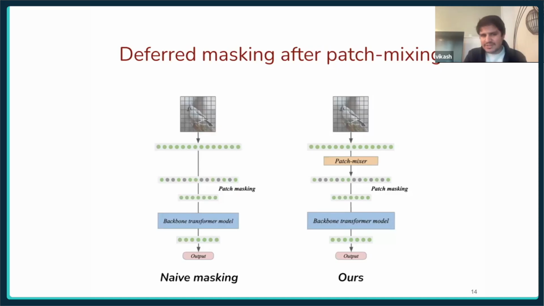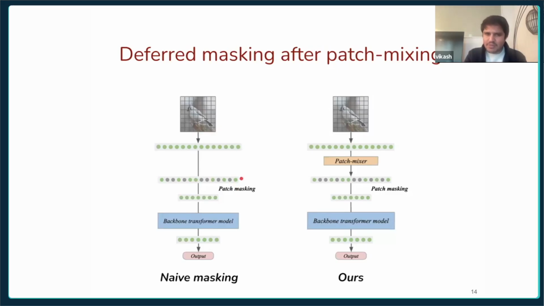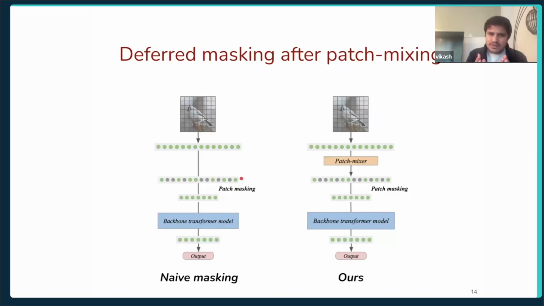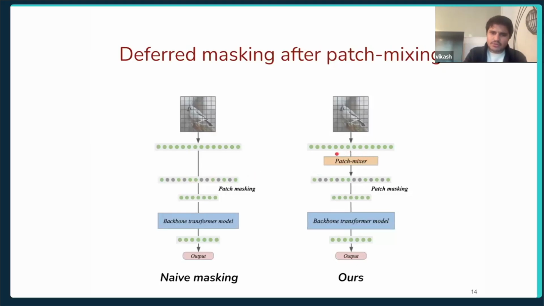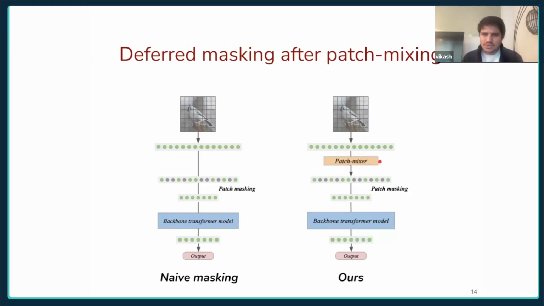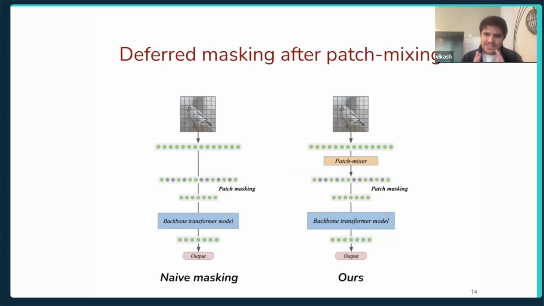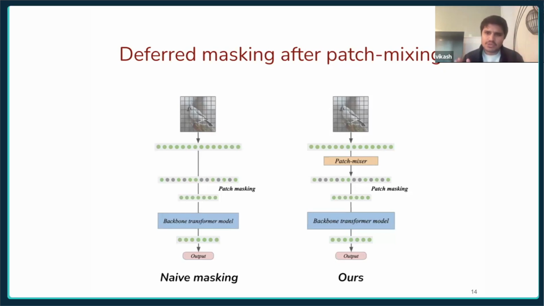But the trade-off, as you can see, is that whatever patches we drop, the semantic information of those patches from the image is completely unobserved by the transformer. The idea I was referring to earlier is that we need a module to be inserted before we do masking that can ensure that even if I'm retaining 25% of the patches, those 25% of the patches have the maximum semantic information about the original image.